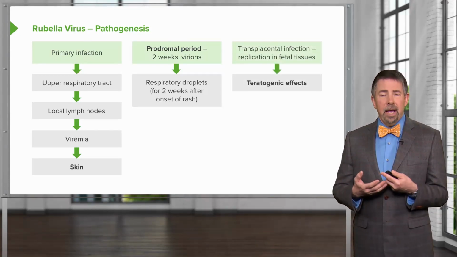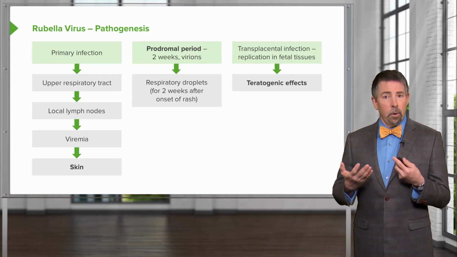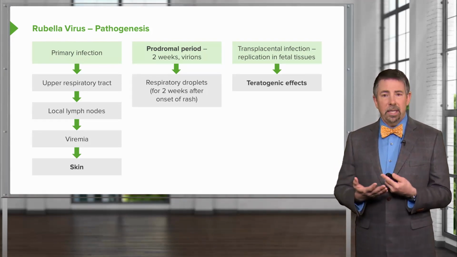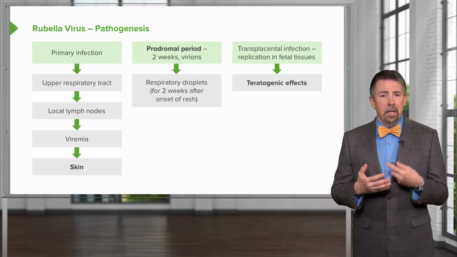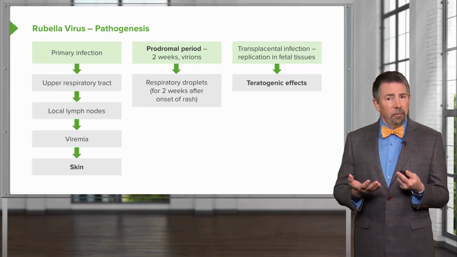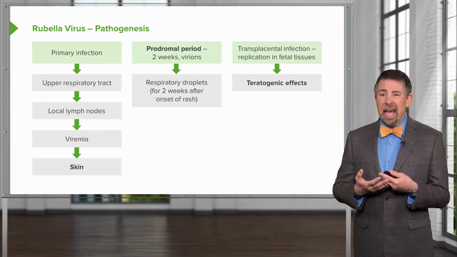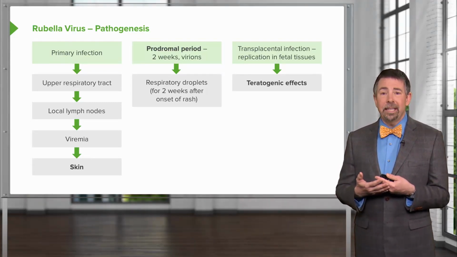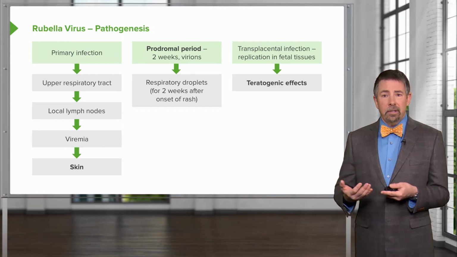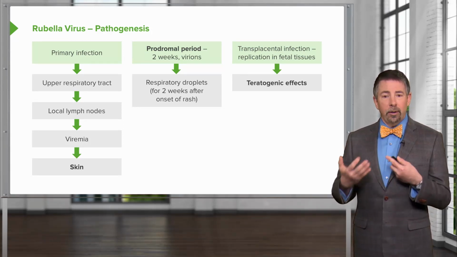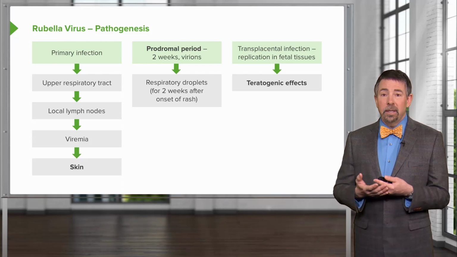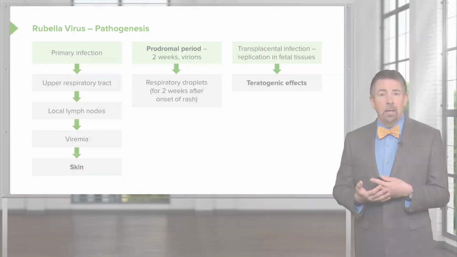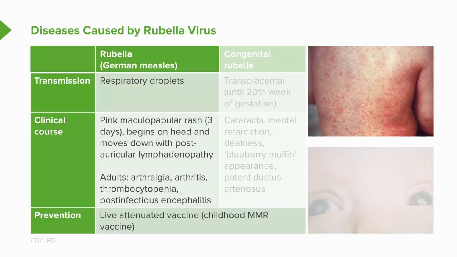Transplacental infection and intrauterine exposure for congenital rubella is probably the biggest problem that we see with rubella virus because the German measles itself, as we'll see, is not that significant. However, congenitally acquired rubella is significant because the virus can interfere with normal development of multiple fetal tissues with significant teratogenic effects. What does the disease look like?